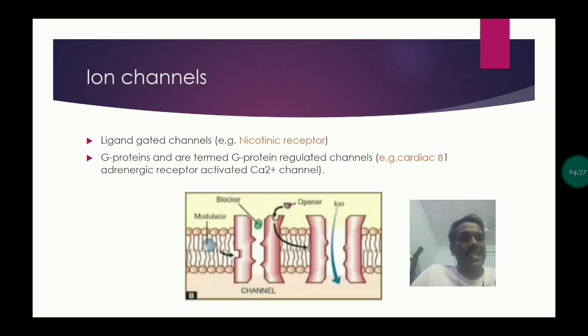So what exactly are ion channels? How is the mechanism? Here in the image we can see modulator, blocker, opener, and a completely open ion channel as well. These are ion channels which are gated, called gated channels. There are different gated channels in our body, like G protein gated channels and ligand gated channels. For example, for ligand gated channels we have nicotinic receptors, and for G protein gated channels we have cardiac beta 1 adrenergic receptors, which activate Ca2+ channels.